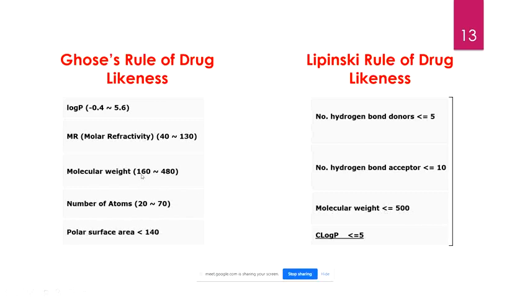The value must have a certain molecular weight, and it must lie between 160 to 480. And he also told that the number of atoms that must be present in that particular molecule should be within 20 to 70, not more than 70, and the total polar surface area must be less than 140 angstrom square. Later on, this 140 has been standardized as 130 angstrom square, but whatever, this is the rule that Ghosh prescribed.